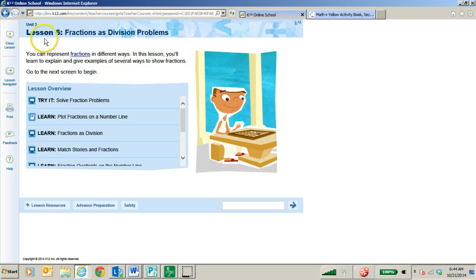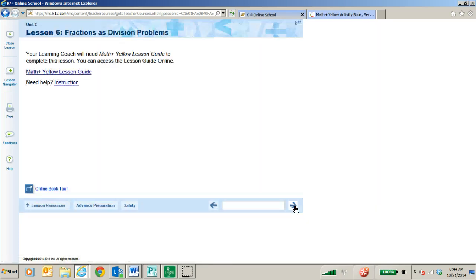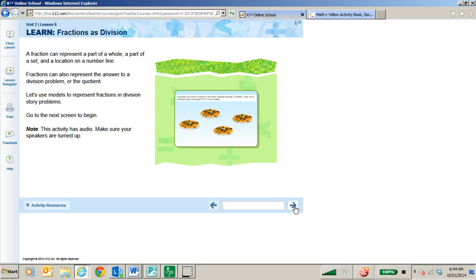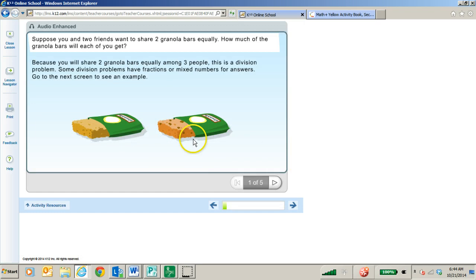This recording is going to go over Lesson 6 in Unit 3, Fractions as Division Problems. A lot of students don't think of fractions as a division problem, but we can represent the numerator and the denominator as the divisor and the dividend. So as you go through, definitely check out these models and repeat them as necessary so that students can see.